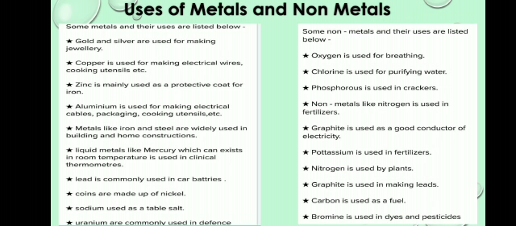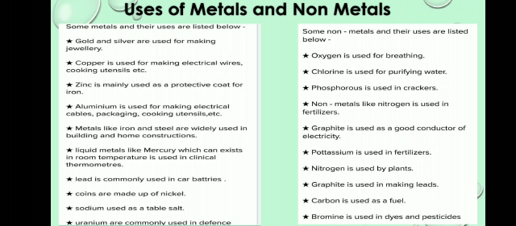Aluminium is used for making electrical cables, for packing, and for cooking utensils, etc. Metals like iron and steel are used for making buildings and home constructions. A liquid metal like mercury is used in thermometers. Lead is used in car batteries. Coins are made of nickel. Sodium is used in table salt, and uranium is used in defense to make nuclear bombs.